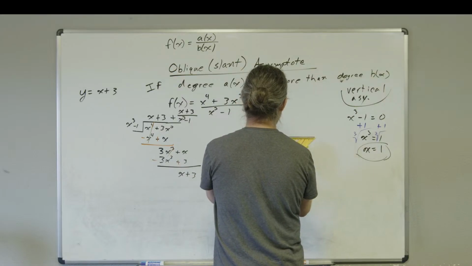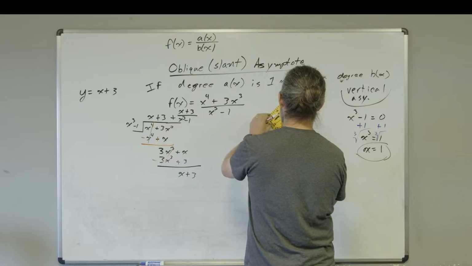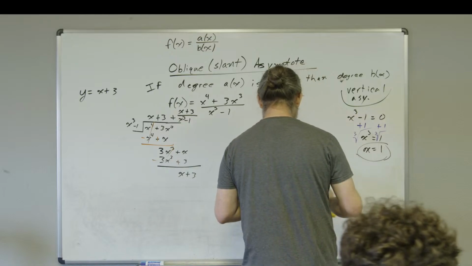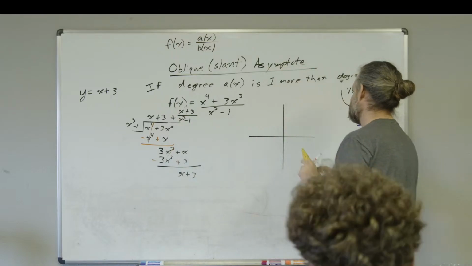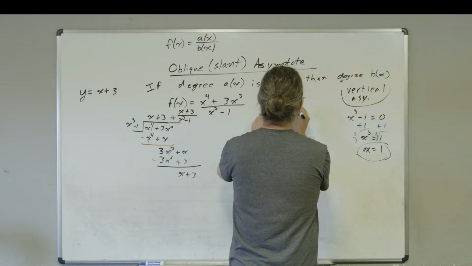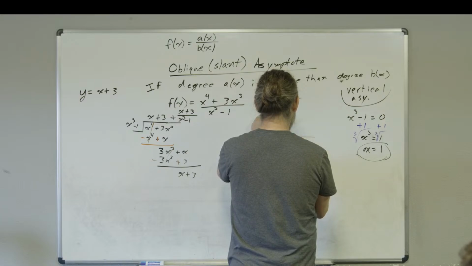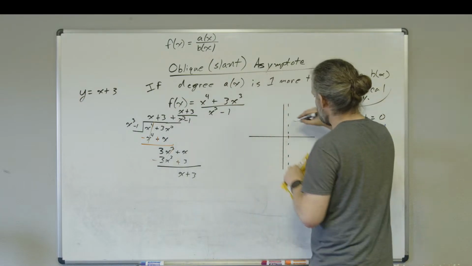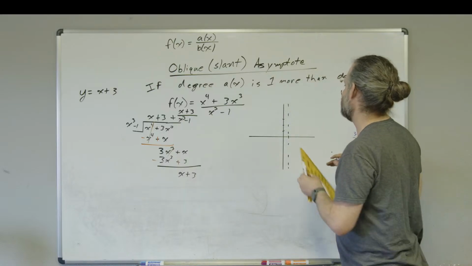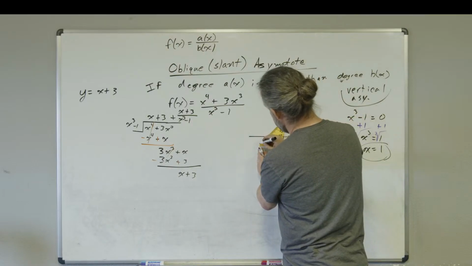All right, let's graph it. So what are we going to put on our graph? Our asymptotes. Where are they? There's one right here. And there's a slanted one. We go up 1, 2, 3. Then up 1 over 1. And beautiful.